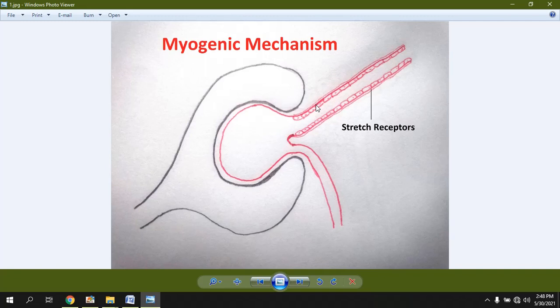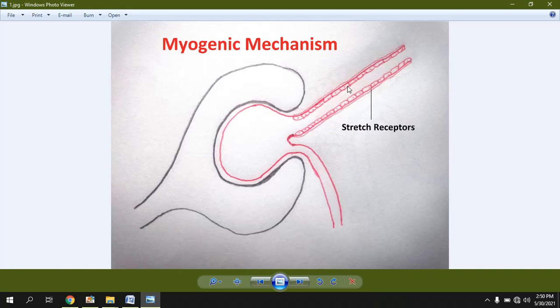special type of receptor inside the wall of the afferent arteriole, which are called stretch receptors. When the blood pressure becomes high, the afferent arteriole is stretched. When the afferent arteriole is stretched, the stretch receptors inside the afferent arteriole detect that stretch, that rise in blood pressure. So what do the stretch receptors do?